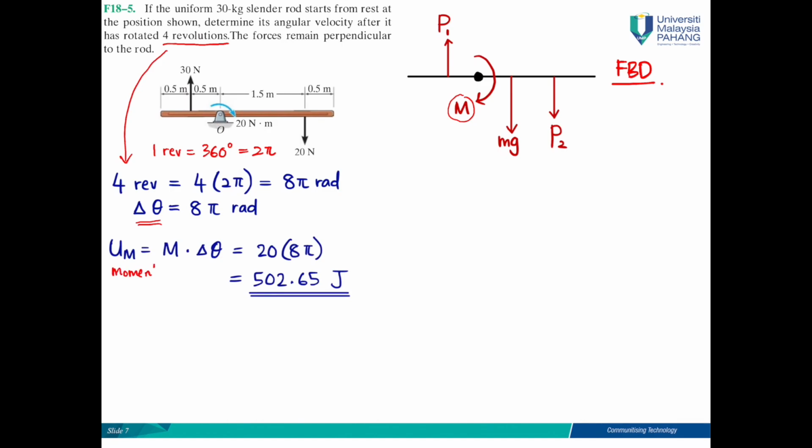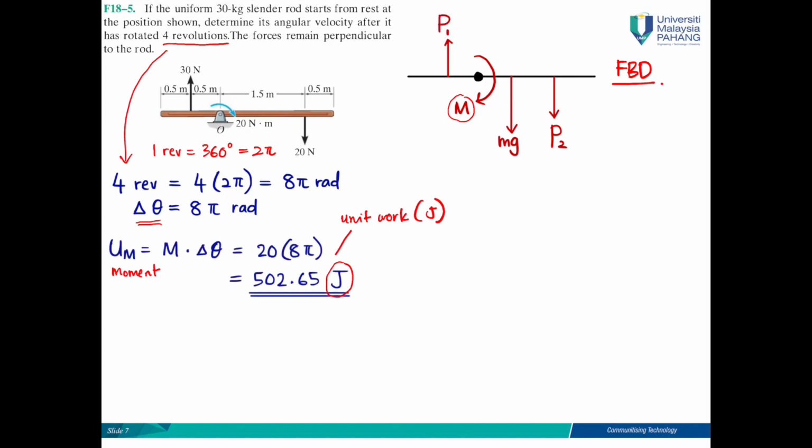This is the work done by couple moment M, which is M times delta theta. The moment is given as 20 Newton meter, times 8 pi. You have 502.65 joule. I forgot to mention in the previous video that this is the unit for work, which is joule. The unit of work done is joule.